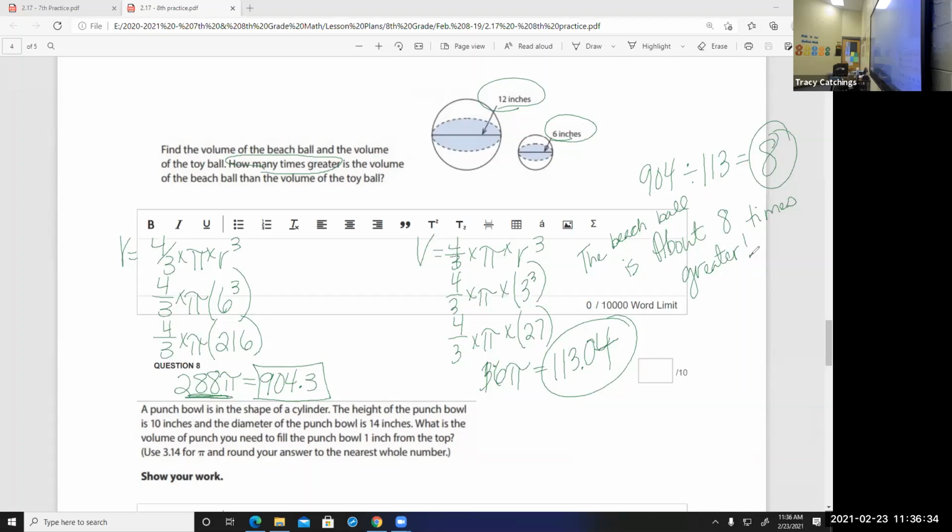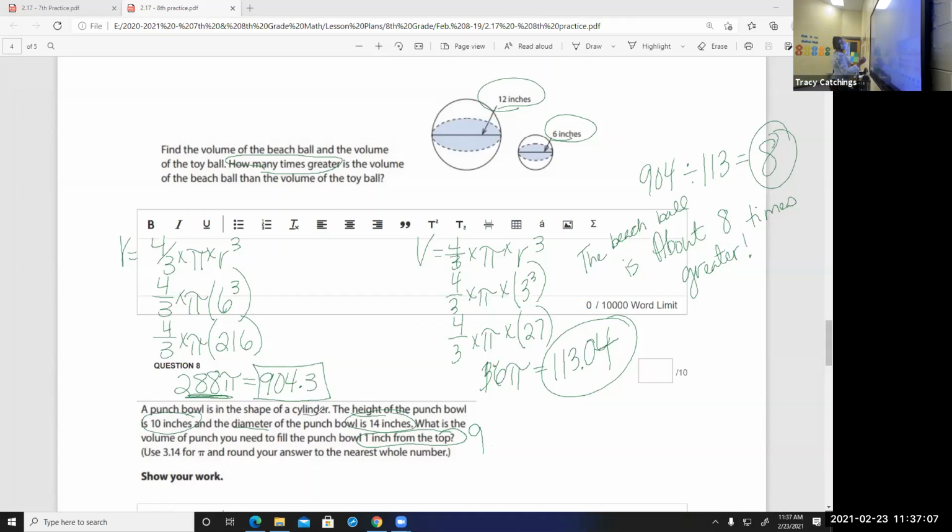A punch bowl is in the shape of a cylinder. The height of the punch bowl is 10 inches. The diameter is 14 inches. What is the volume of the punch bowl? Of the punch you will need to fill the punch bowl 1 inch from the top. One inch from the top. So will our whole height be 10 inches? It's going to change to 9.